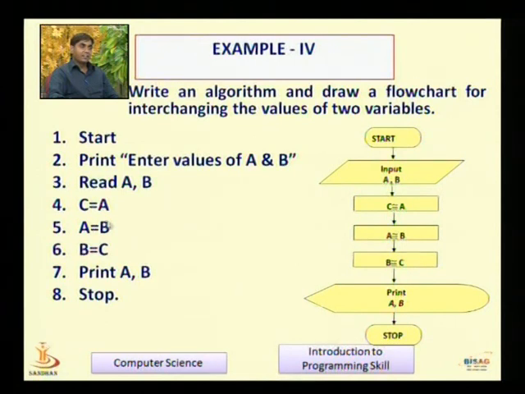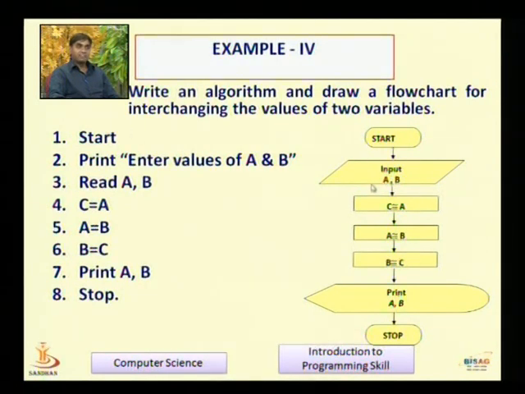What happens here? For example, A has 5 and B has 7. When this statement is executed, A is transferred to C, so C has 5. Then B, which has 7, overwrites A, so A has 7. C has the value 5 at this time, which is transferred to B, so B has 5. At the end, print A as 7 and B as 5, then stop.